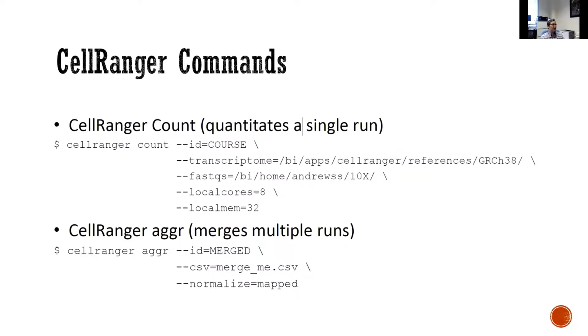Then you have the Cell Ranger count command line, and Cell Ranger aggregate if you want to merge multiple runs. But I will leave those details to Daniel, and Daniel will demonstrate how to use Cell Ranger. He's going to use the downloaded examples, and on the Linux machine, I will demonstrate how exactly you are going to code and get this information.